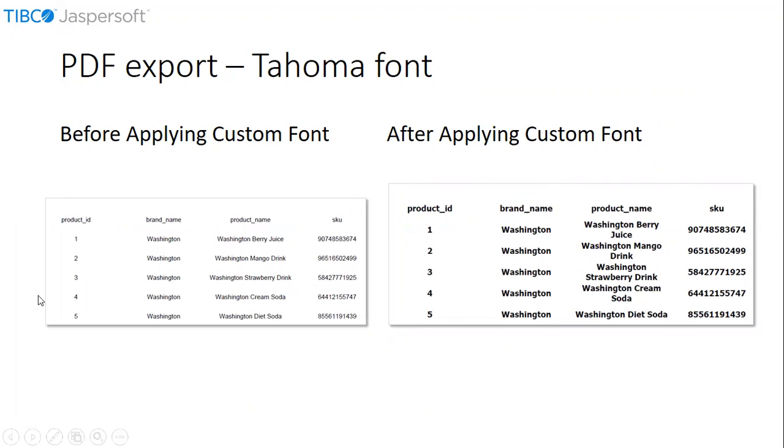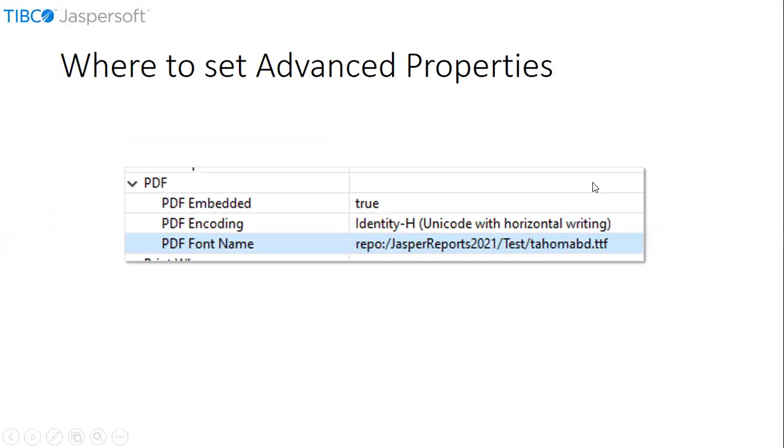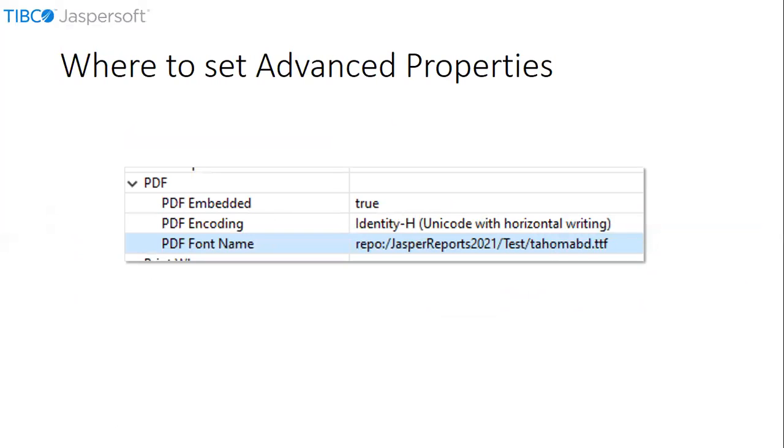The left side image indicates before applying the advanced PDF properties, the font style is missing along with the font size, but after applying we can see the output is something similar to the right image. So these are the properties where we can set PDF embedded, PDF encoding, PDF font name, and that's about it.